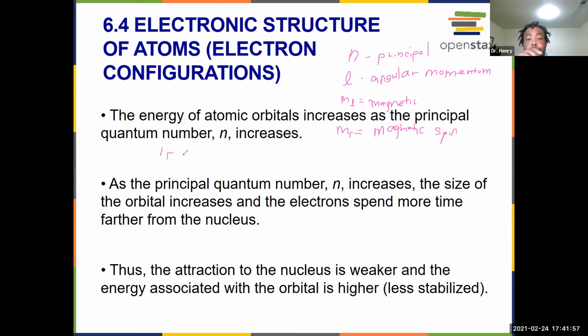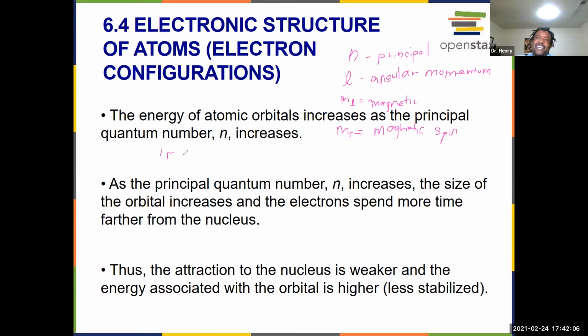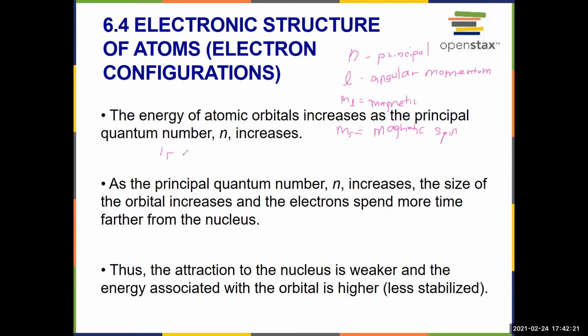Okay. Now, an electron in the 1s shell is going to be more attracted to the nucleus than an electron in the 5s shell. That makes sense too, right? Because opposites attract, positive and negative. The 5s is a lot further, so it's going to have a weaker attraction.